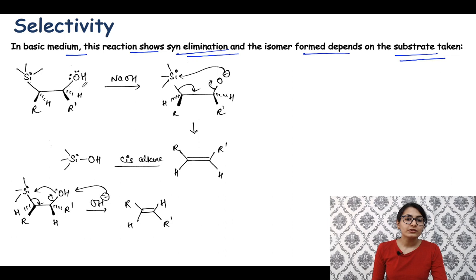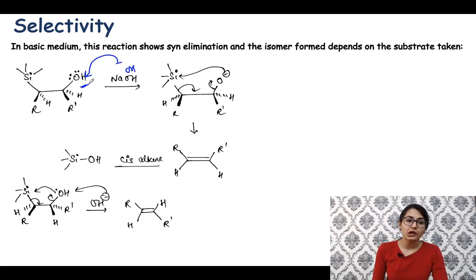Okay, very well. So let's now consider why the syn elimination is going to happen when both of these groups are bulky and they want to be far apart. That is happening because in the basic medium the proton is going to be lost first, right? The OH minus is not directly going to attack silicon. No, that would be wrong. It's first going to deprotonate the oxygen of the alcohol. Since we have talked about oxygen and fluorides attacking silicon, that oxygen internally is going to attack silicon, and this is going to be a syn elimination reaction, right?